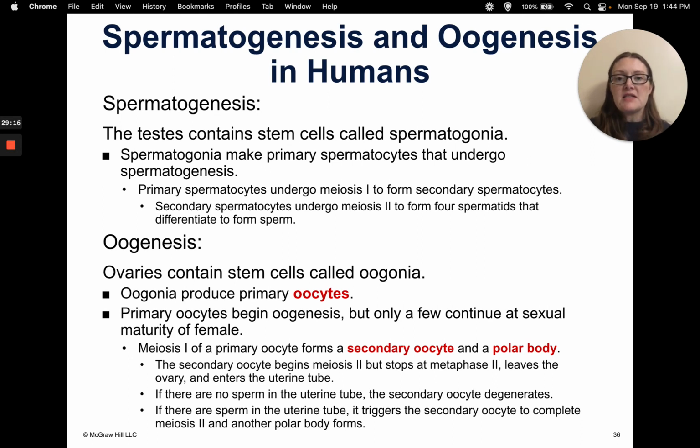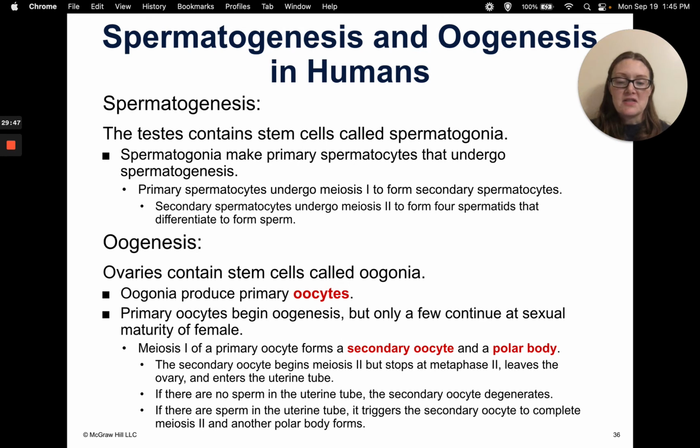So again, in spermatogenesis, the testes contain stem cells called the spermatogonia. Spermatogonia make primary spermatocytes that undergo spermatogenesis. All of that to say, you get sperm this way by going through the meiosis process. Primary spermatocytes undergo meiosis 1, form secondary spermatocytes. Secondary undergo meiosis 2 to form the spermatids. Spermatids will go through a little bit of a changing process that's going to form the sperm.